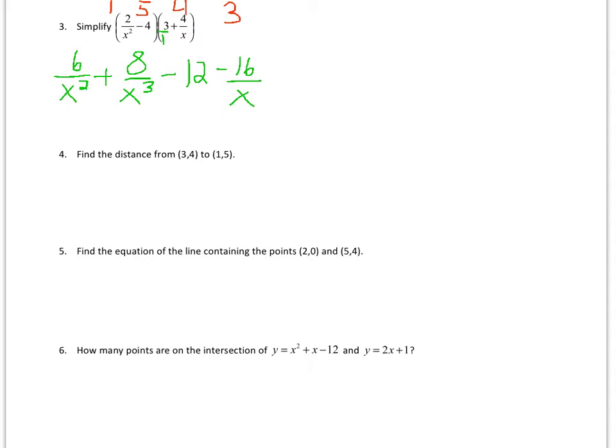So now we want to be able to combine all of these terms by giving each term a common denominator. So if we notice, x cubed is the biggest degree in the denominator, 8 over x cubed. So we want all of the denominators to become x cubed. So to do that, we can take our first term and multiply it by x over x. We don't need to do anything to the second term because it's already an x cubed. For the third term, we can multiply by x cubed over x cubed. And then for the last term, we can multiply by x squared over x squared.